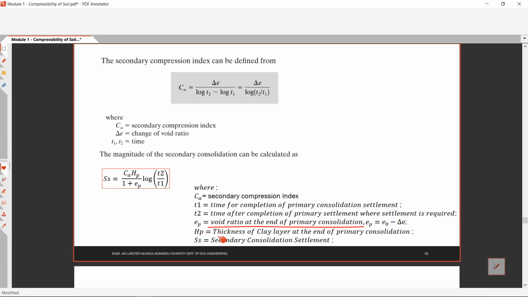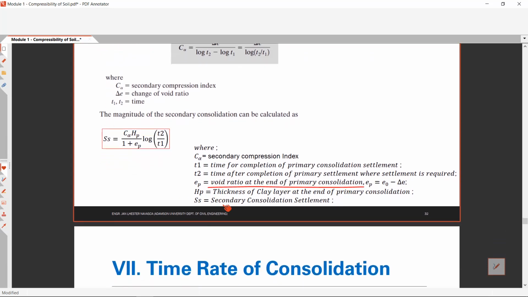Okay, then the formula H sub P. The notation H sub P is the thickness of the clay layer at the end of the primary consolidation. For example, the original height of the clay layer is 3 meters, and after completing the primary consolidation, it decreased by 10 mm. So the value of H sub P we will use is 2,990 millimeters. That is the case for the thickness of the clay layer at the end of primary consolidation. Then next, S sub S is the secondary consolidation settlement.